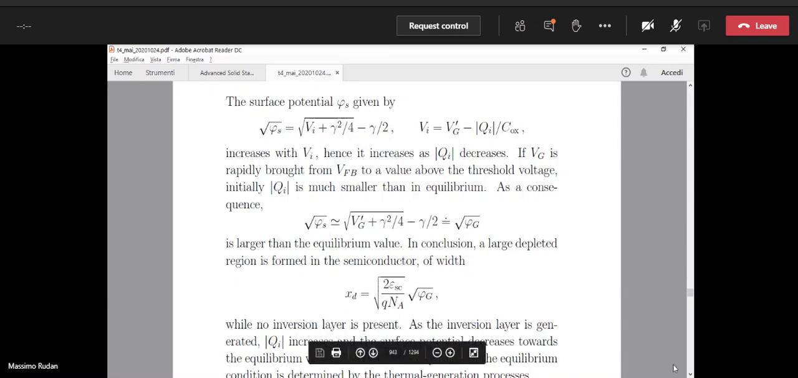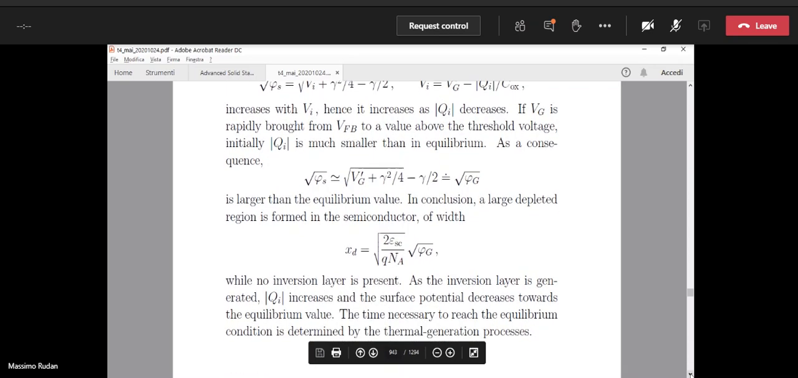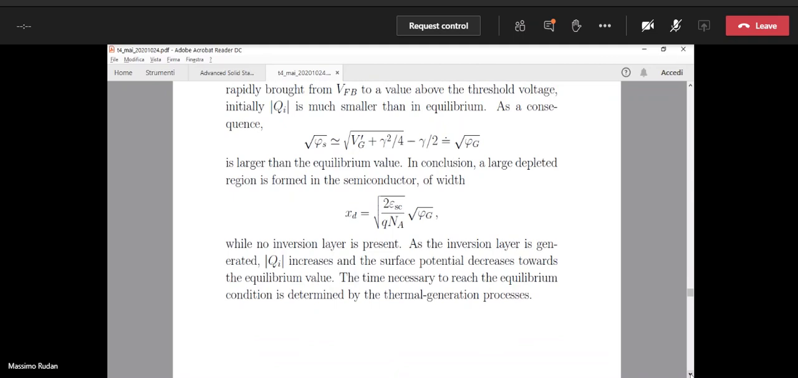than the equilibrium value. At this time, due to the thermal generation, the inverted layer starts forming until the device reaches the equilibrium condition. At equilibrium, the variation with respect to time of phi s and XD stops, and they reach the equilibrium condition.